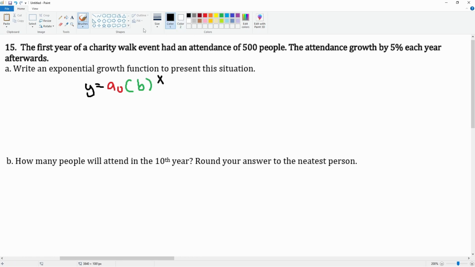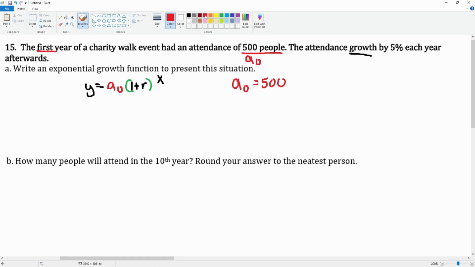But take a look. This is a growth equation, all right? This is a growth equation. Do you see that? It says growth. So we can modify this to be the 1 plus, because it's a growth, right? Plus the r value, which is this 5%, okay? All right, so let's take a look. This 500 people, it says first year, so this is your a₀. So a₀ equals 500.